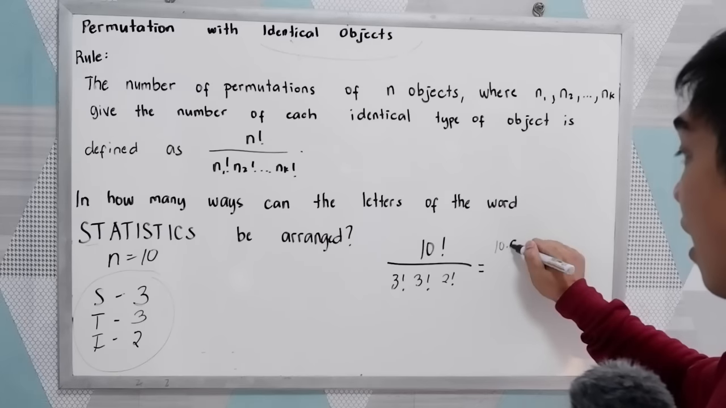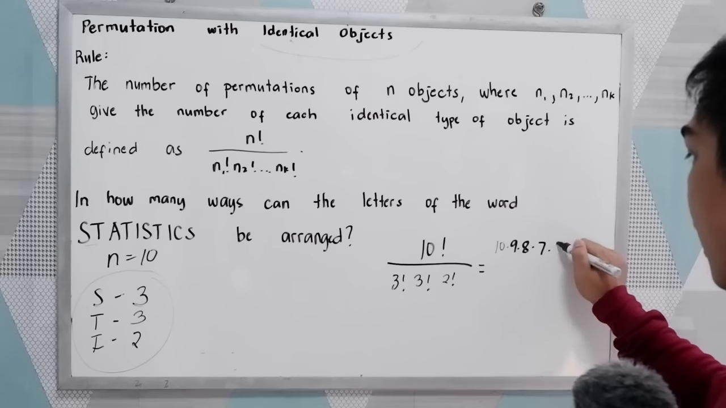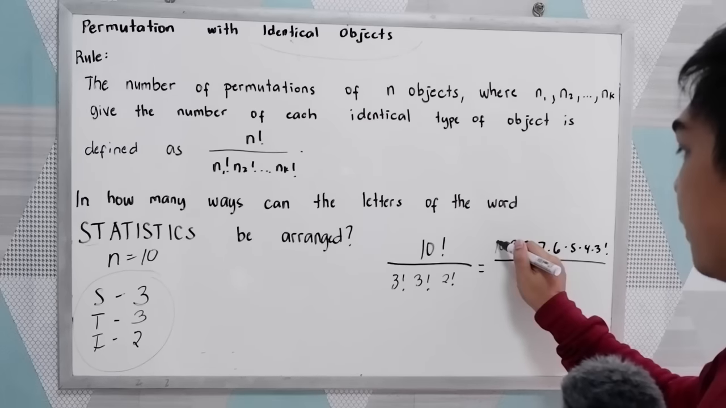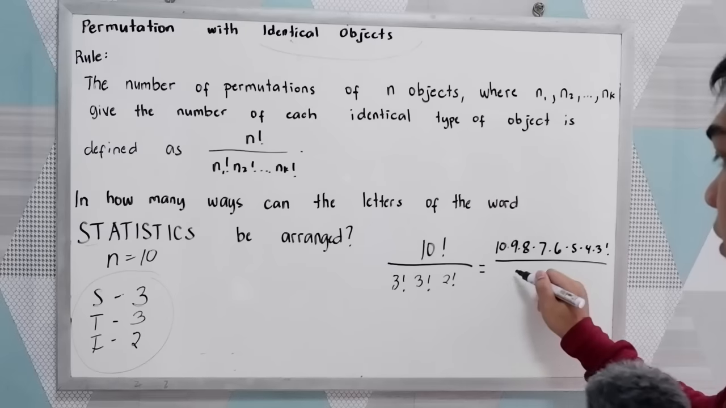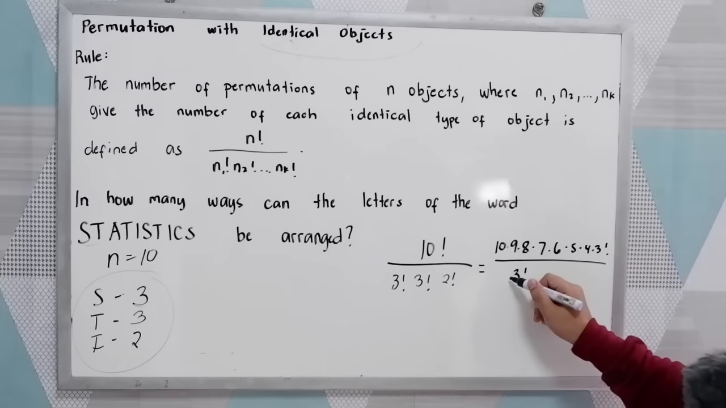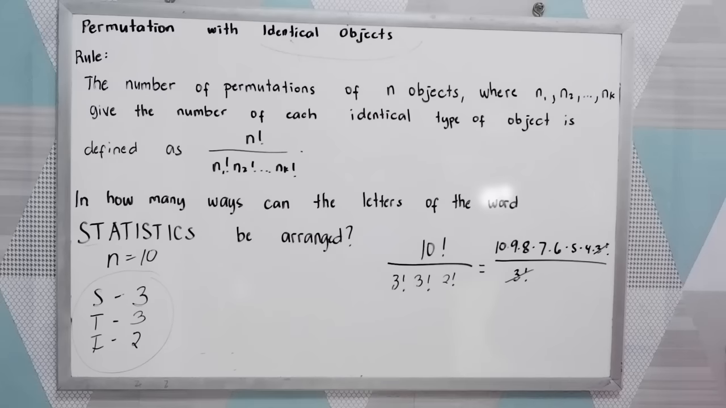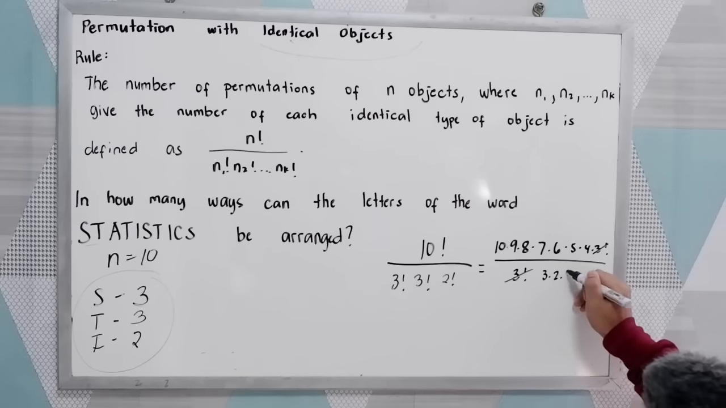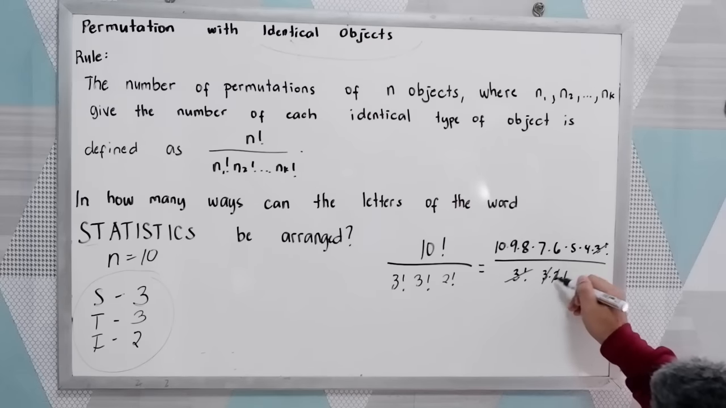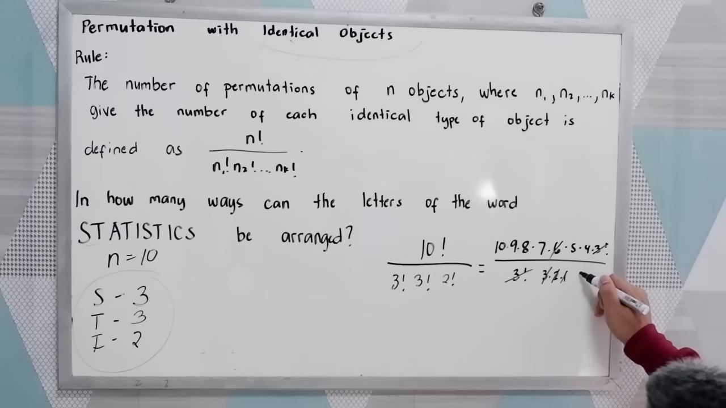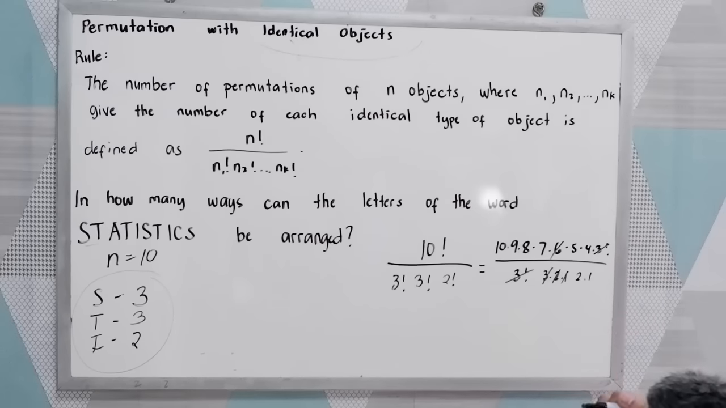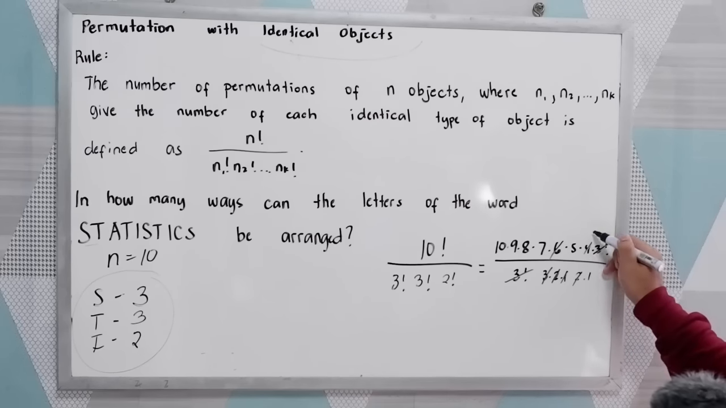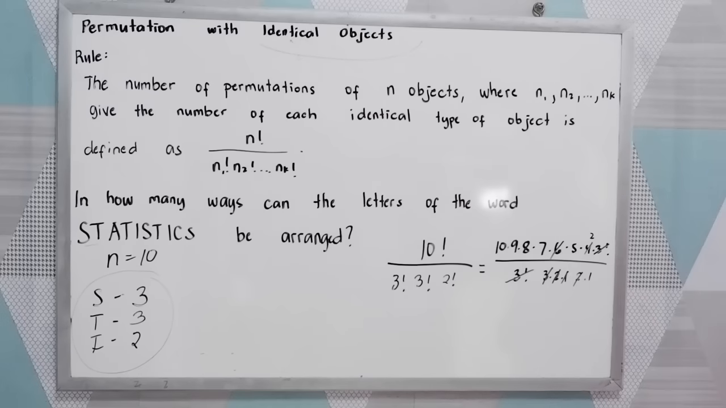Now, simplifying, we have 10 times 9 times 8 times 7 times 6 times 5 times 4 times 3 factorial, all over 3 factorial. 3 factorial will be cancelled out, that will give us 1. Then 3 factorial, 3 times 2 times 1, that is 6, so we can cancel 6. Then 2 factorial, that is 2 times 1. Now, we can cancel 4 and 2, and change 4 to 2.